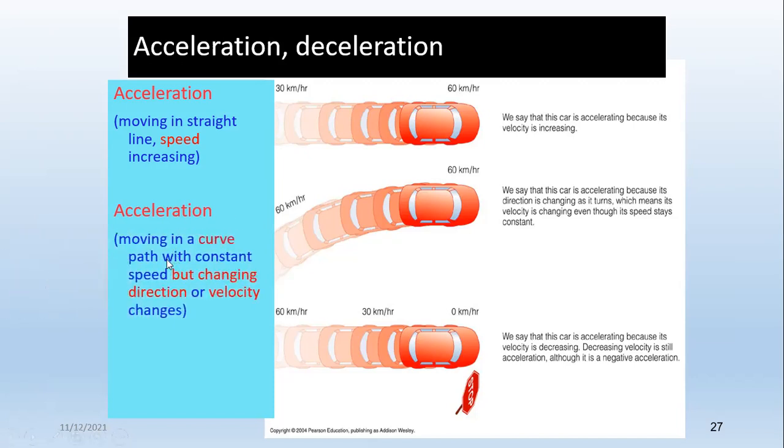Moving in a curved path with constant speed, but changing direction, means velocity changes. Wherever the direction changes, velocity changes, so it's accelerating. This one starts with high speed and decreases to a lower speed, or high velocity to low velocity. So we give it a special name. It's still acceleration, but we call it deceleration or retardation, to say it's a decreasing speed.